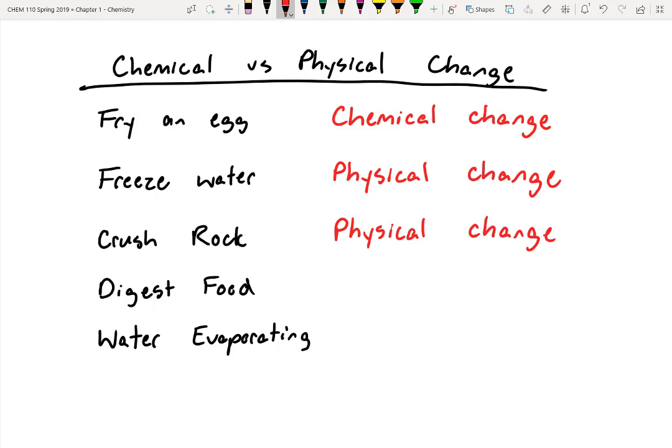All right, next one, digesting food. Chemical, right? So you're actually breaking a bunch of bonds in food. In those bonds, you have a lot of energy. We need that energy. That's why we eat food. So we're trying to get that energy out of those bonds. This is definitely a chemical change.